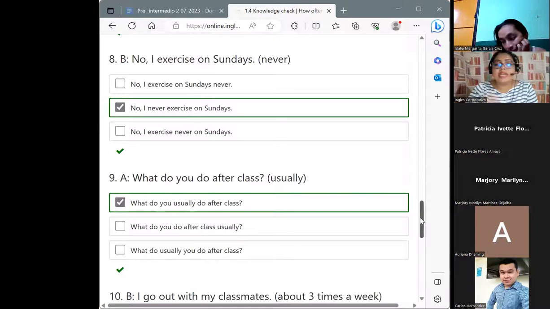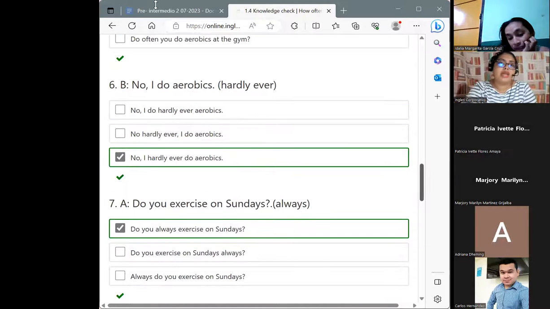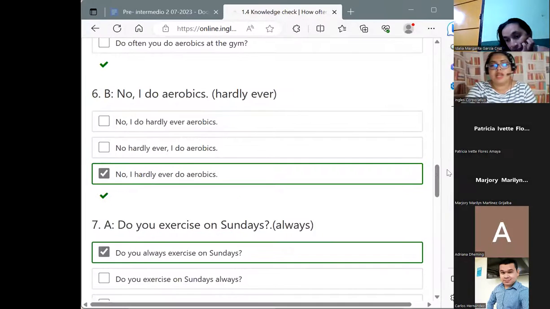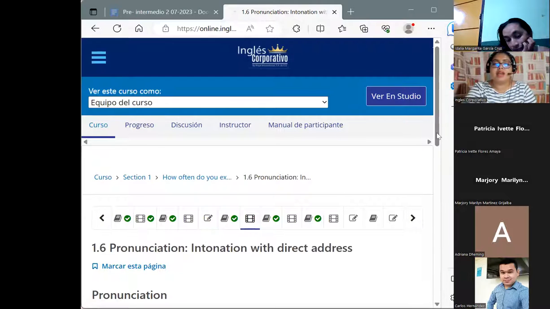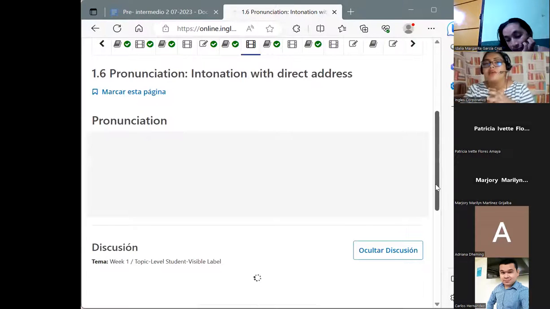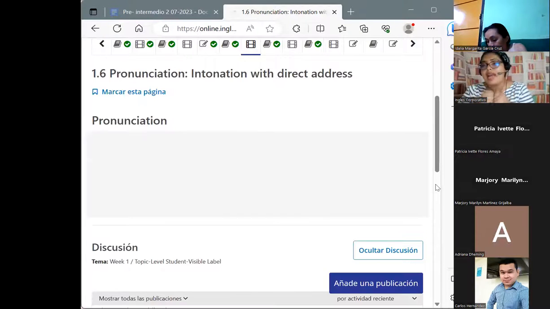And talking about exercise, you know that you need to complete the section one and two for this first week. So on Thursday, we are going to complete this section 1 and 2 because we need to complete the 2 sections. And then we are just going to work on 1 session per week. But in the first week, we are going to complete 2 different sections. Now, we are going to see this video that is kind of short, but it is talking about intonation with direct address.